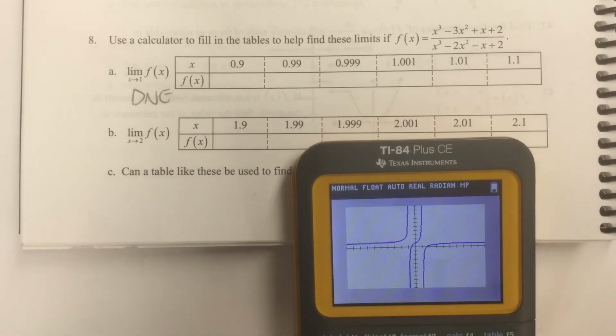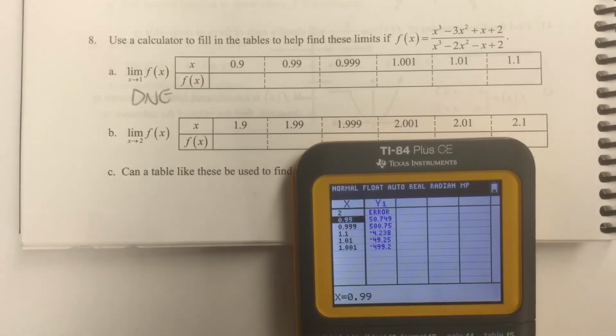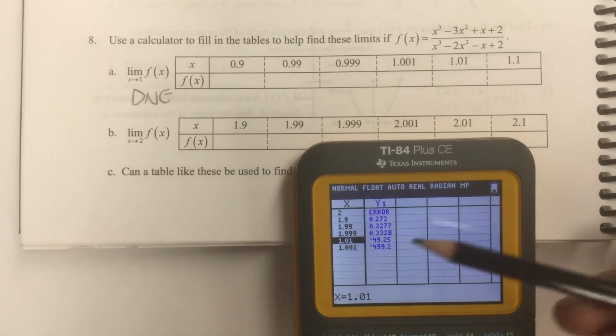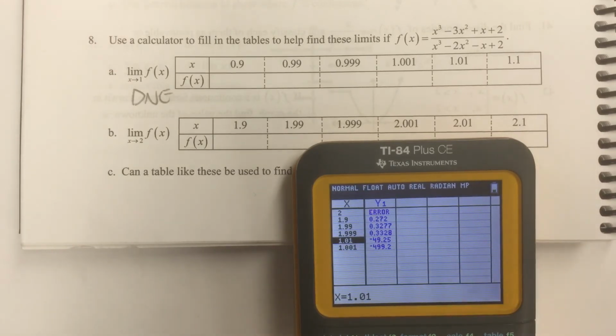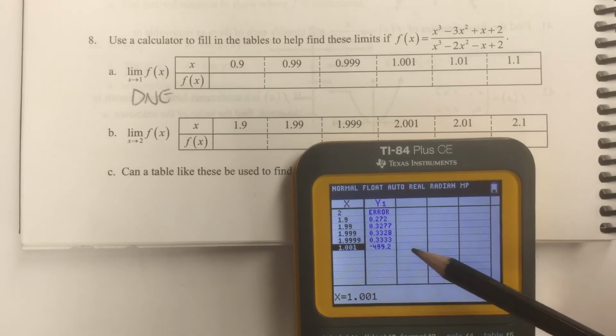So we're going to go back to the table, and we're going to plug in numbers close to 2. So we're going to go 1.9, 1.99, 1.999. And you'll see what's happening. It looks like it's getting closer. We got 0.3328. Let's go one more time, even though it's not in our book. I'm going to plug in 1.9999. And it sure looks like it's getting closer to 0.3 repeating.